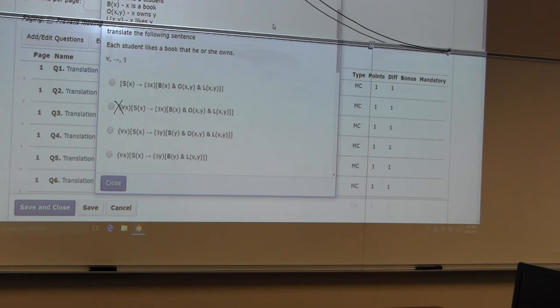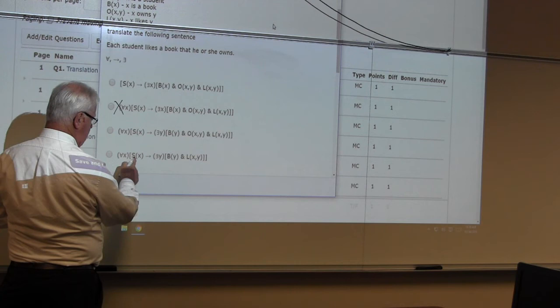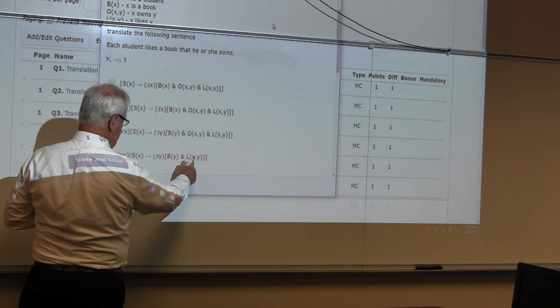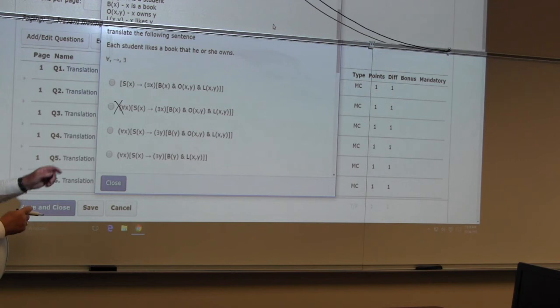For all X, where X is a student, it implies there exists a Y, where Y is a book, and the student likes the book. It doesn't say anything about owning the book, does it? And we wanted to make sure that they own it. So this would be the right answer. You probably remember following that now? Okay. All right.